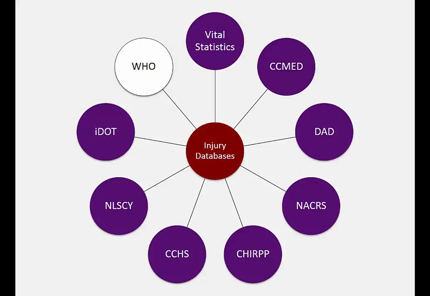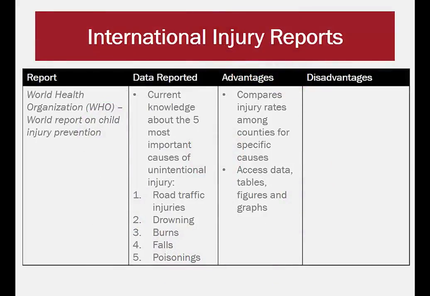Finally, we will show you some injury reports that have been produced by international groups, such as the World Health Organization, WHO. The World Health Organization produces world reports on child injury prevention. These reports present the current knowledge about the 5 most important causes of unintentional injury, including road traffic injuries, drowning, burns, falls, and poisonings, as well as intentional injuries from violence and self-harm. There are general reports that compare injury rates among countries for a number of specific causes. There are also sections where you can access data to tables, figures, and graphs that are easy to interpret.